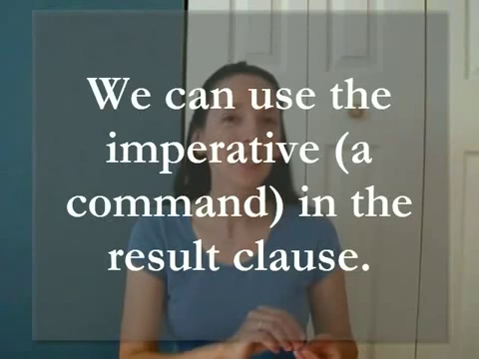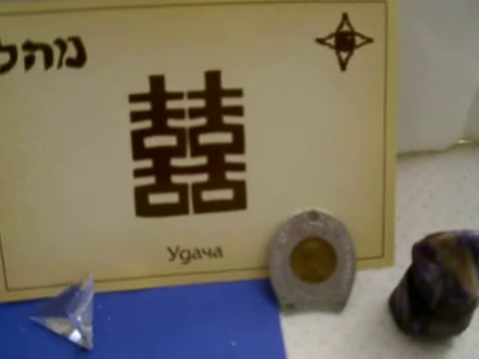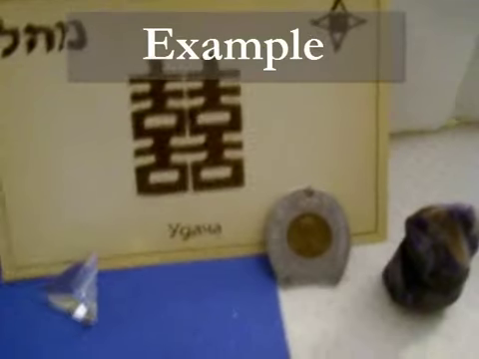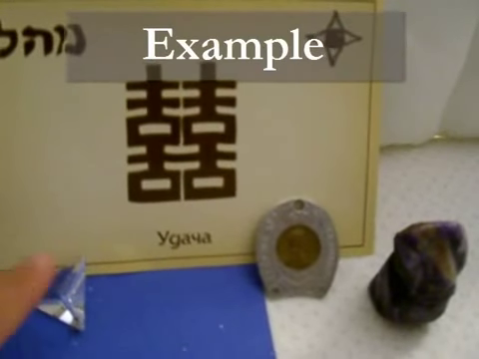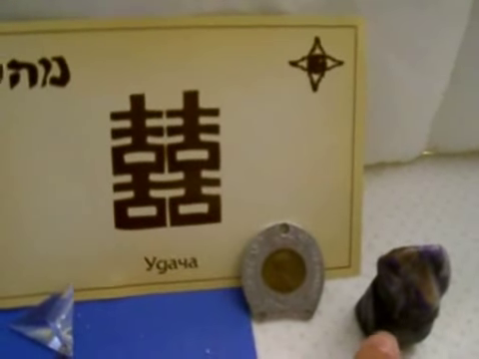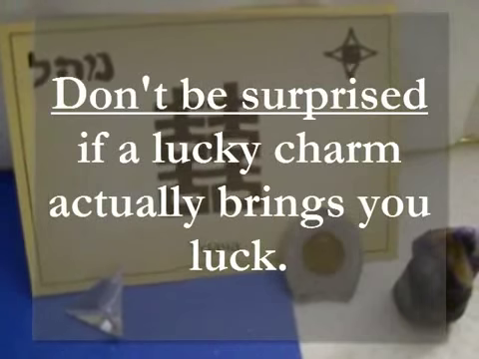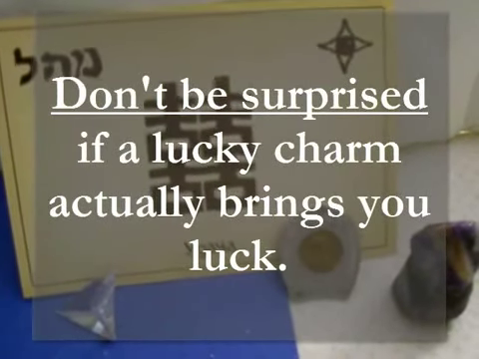Okay, so in factual conditionals referring to the future, we said that we use the simple present in the if clause, and then in the result clause we use a future tense, will or going to. I want to add to that list now that in the result clause we can also use imperatives. Now these are lucky charms. Here's a crystal, a sign, a lucky penny, and a little statue. Don't be surprised if a lucky charm actually brings you luck.